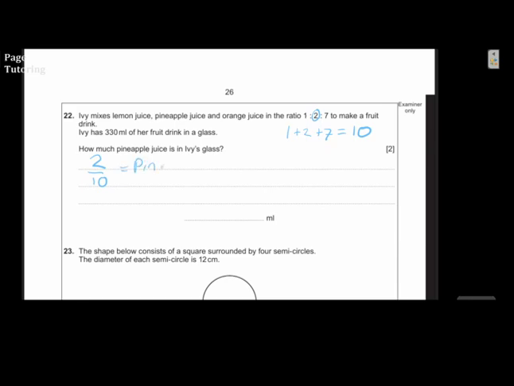2 out of 10 parts, that's pineapple. So then to find the exact milliliters that is pineapple, you just need to do 2/10 times 330 milliliters. So we can do that in 2 steps to make it a little bit easier on ourselves. We can divide by 10 first, so 330 divided by 10 is 33, and then I'm going to times that by 2, that's 66.